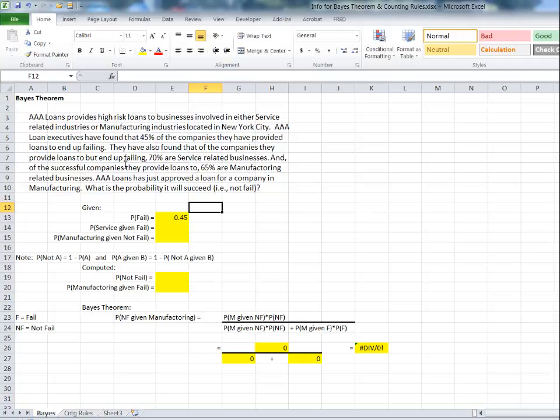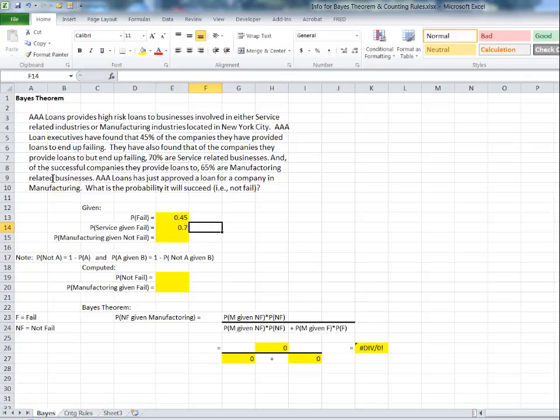Then they say they have also found that of the companies they provide loans to that end up failing, so they've defined the universe a little bit smaller here, of those that have failed, 70% are service related businesses. So instead of looking at all businesses, they're looking at the businesses that have failed, and they found that 70% are service. So that's why I wrote that statement.